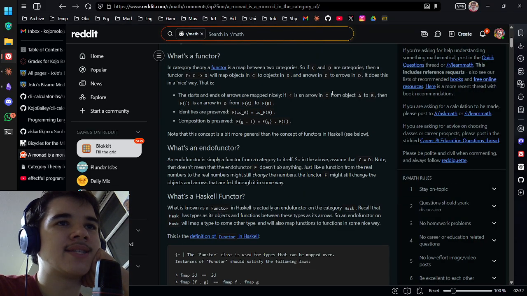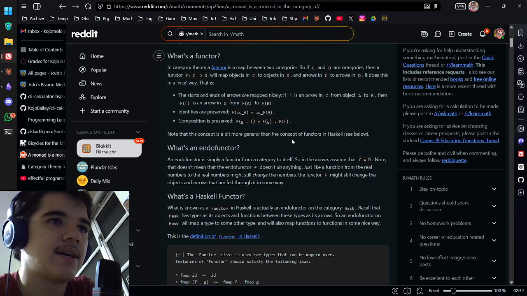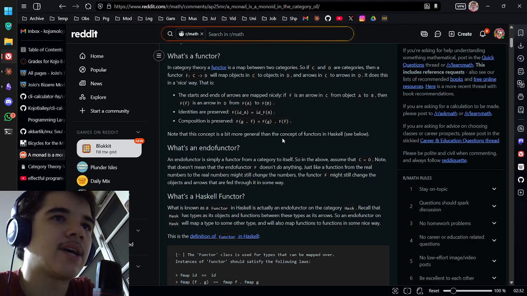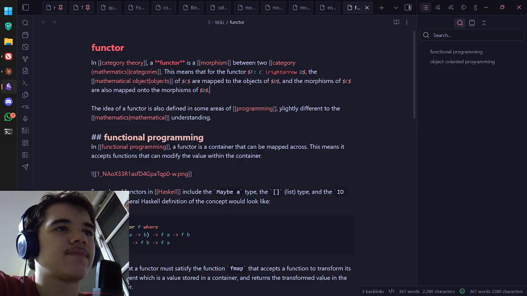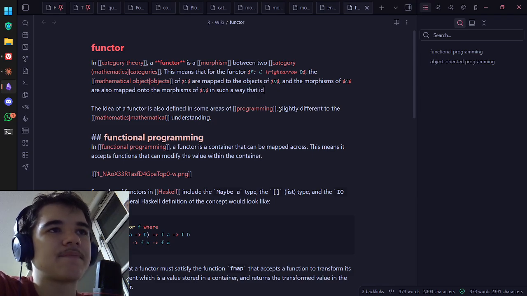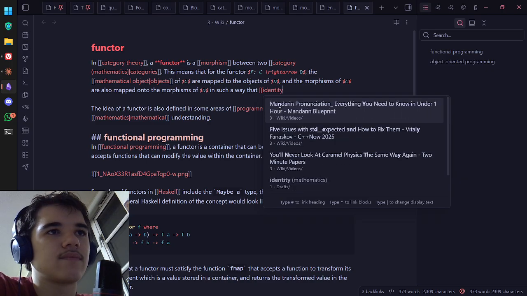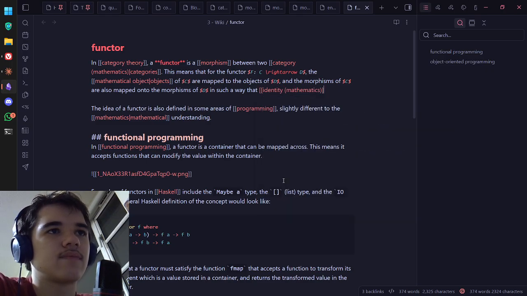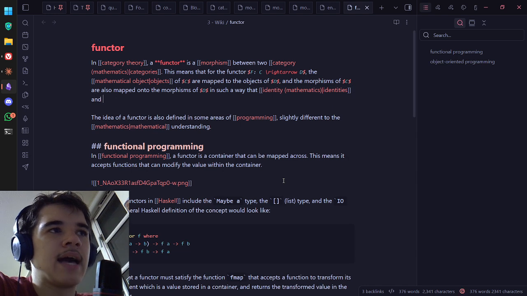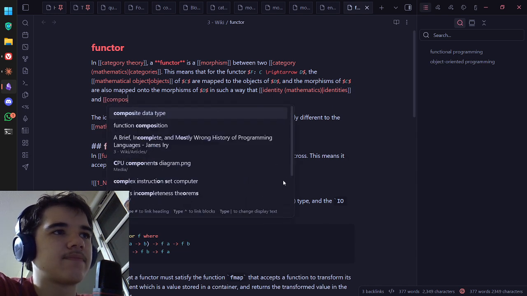If f is an arrow in C from object A to B, then identities are preserved and compositions are preserved in such a way that identities and composition are maintained.